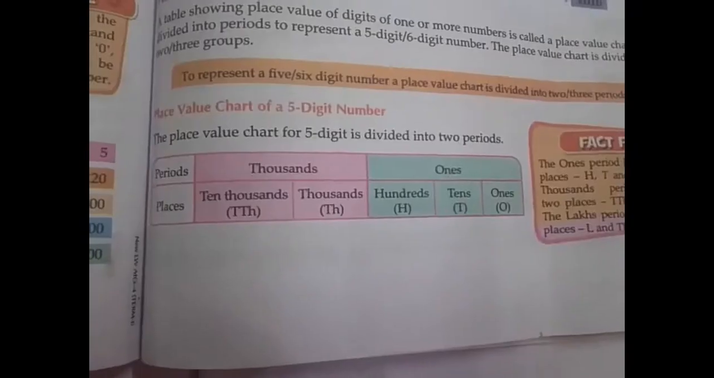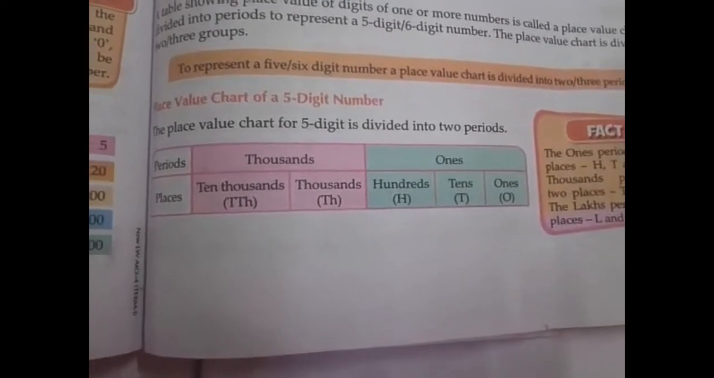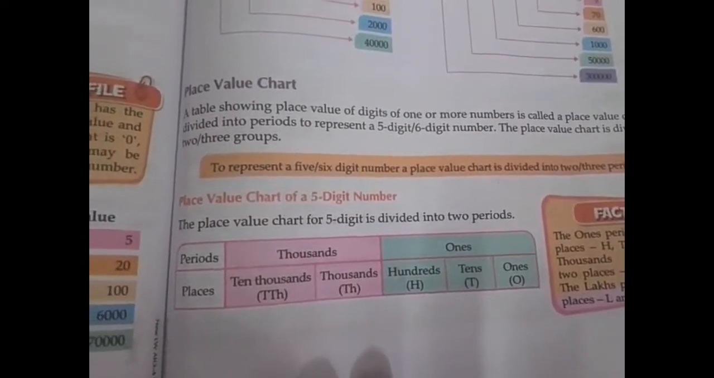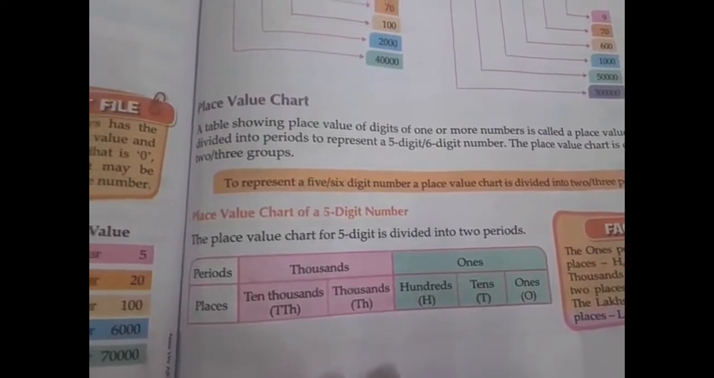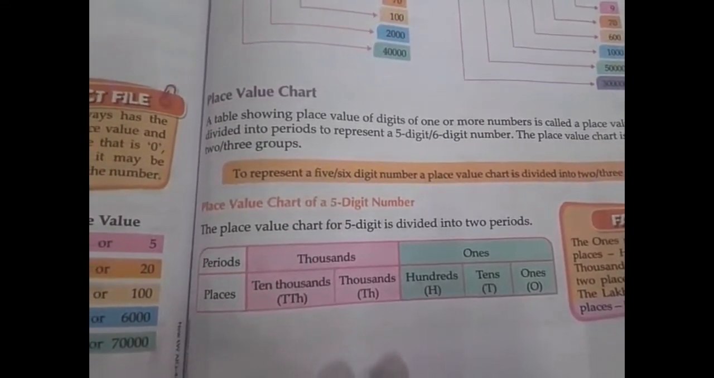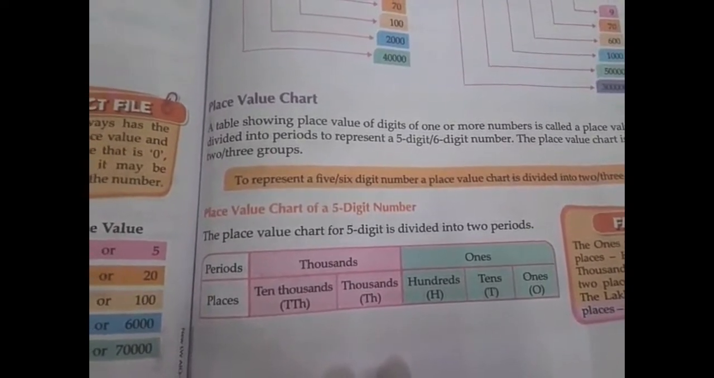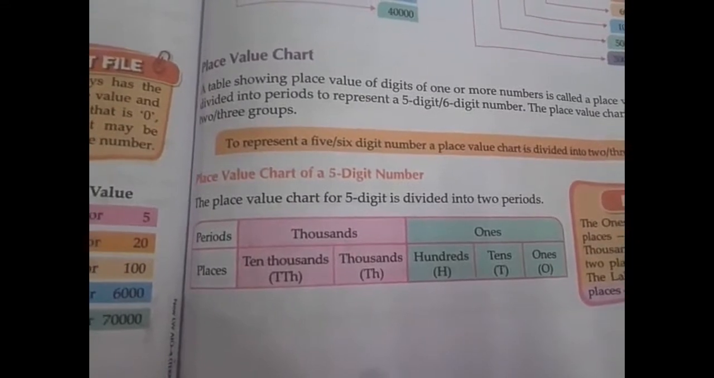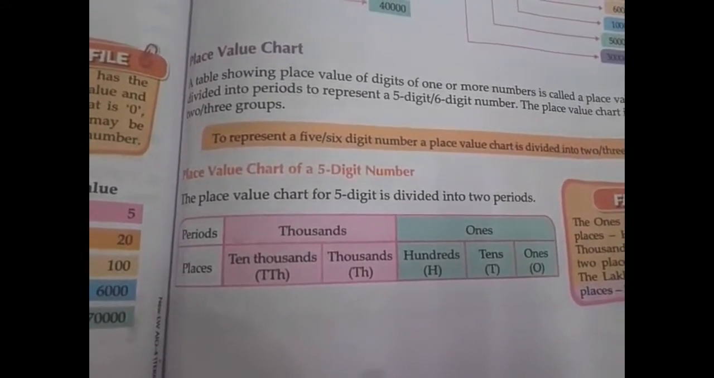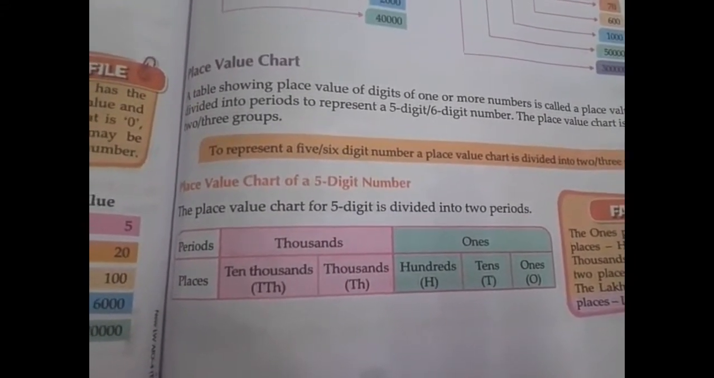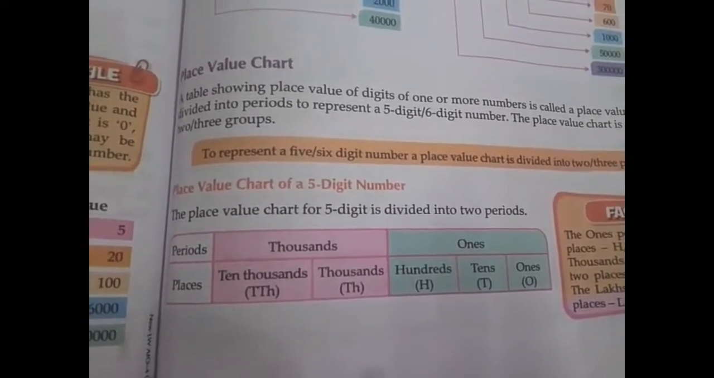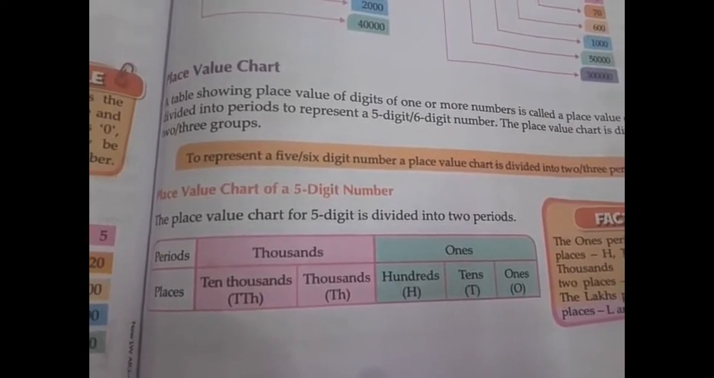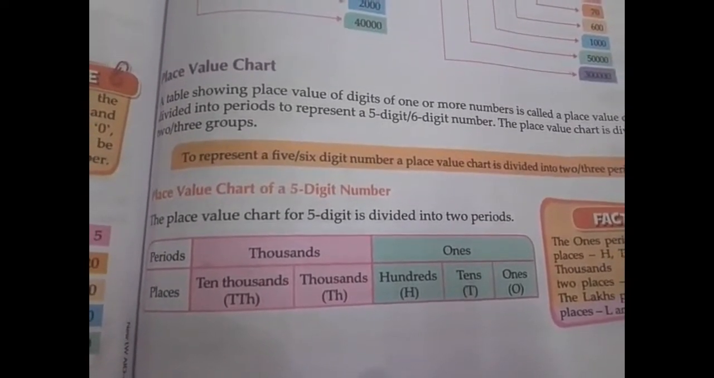Okay. Now next topic is place value chart of 5-digit number. What is a place value chart? The table which shows the place value of digits of one or more numbers is called a place value chart.